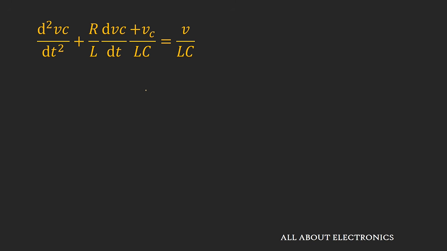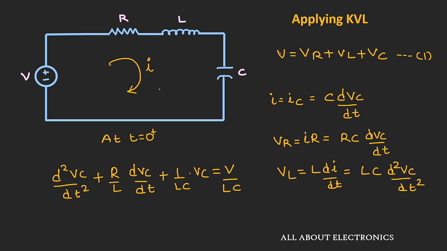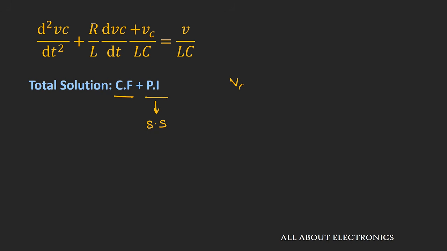Now as we had seen earlier, the total solution of this linear differential equation contains two terms, the complementary function and the particular integral. Now this complementary function is nothing but the transient response of this circuit, while this particular integral is nothing but the steady state response of this circuit. So now in this circuit, at time t equal to infinity, the voltage across the capacitor is nothing but V volt. So we can say that Vc at time t equal to infinity is V volt. So this will be the steady state response of this circuit. So now let us find out the transient response or the complementary function for this equation.